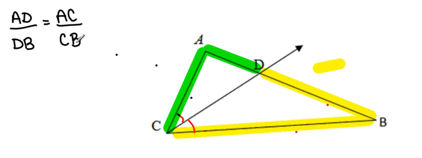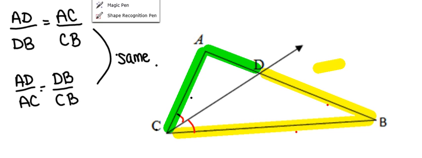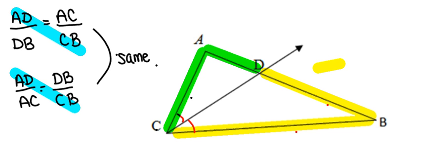Keep in mind, though, there's a couple different ways that we could have written this proportion. We could have said that the comparison between AD and AC is the same as the comparison between DB and CB. Those are exactly the same proportion. Each of them has AD times CB as a cross product, and each of them has DB times AC as a cross product. So two different ways of saying the exact same thing.